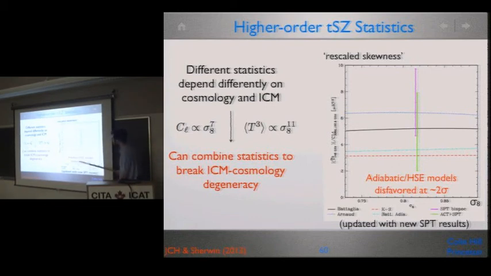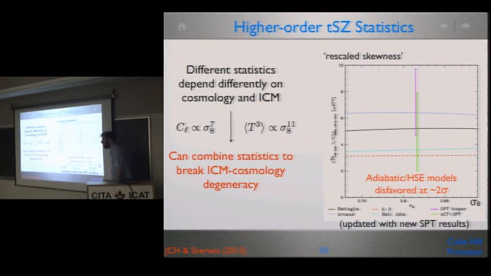But there is a residual dependence on the gas physics. So there's 4 models plotted here. These 2 models at the bottom are purely hydrostatic equilibrium, adiabatic type models. And then I have Arnaud with a 15% hydrostatic mass bias and the Battaglia model here. And this is updated with SPT results that came out, I guess, last year now, of the TSZ bispectrum. And using those results, these adiabatic models are disfavored at roughly 2 sigma.